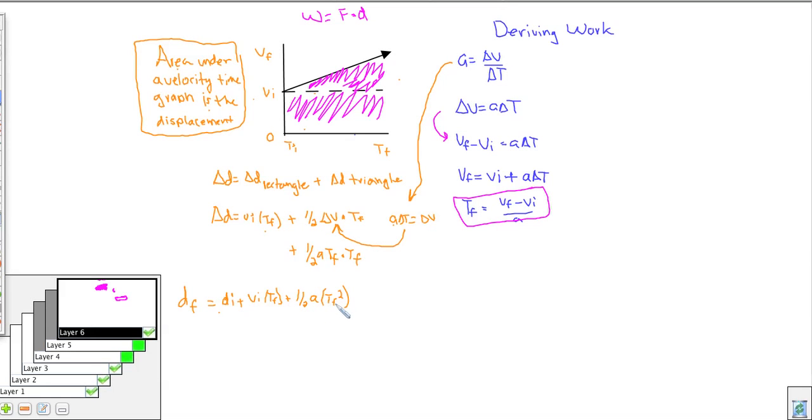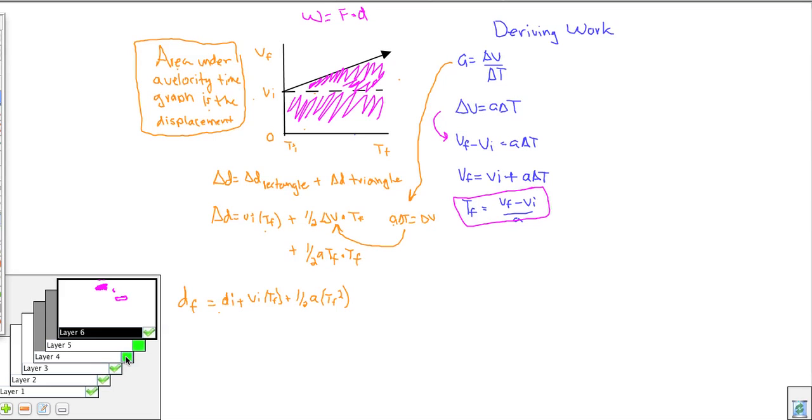This is the one we used to solve for the final distance if we knew a couple of the factors. We use this equation quite a bit, and we morph these in and out of each other to solve for lots of things like distance, acceleration, time, velocity, whatever piece we were missing. This is where we ended up: the final distance, and all this expression is calculating the area of this graph right here.